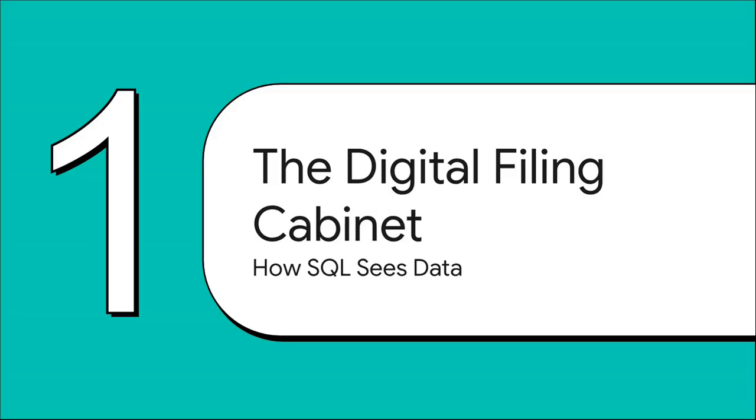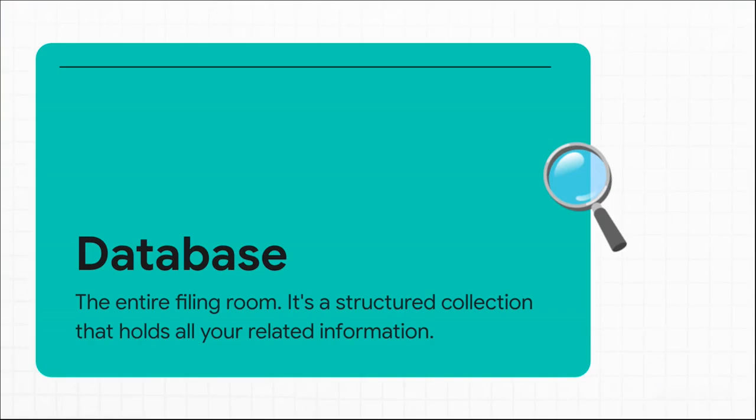The absolute best way to wrap your head around SQL is to think of it like a digital filing cabinet. That's really the core of how it sees and organizes data. So first up, you've got the database itself. Picture this as the entire filing room. It's the big container, right? And one database can hold tons of different sets of information, just like one room can have a bunch of different filing cabinets.